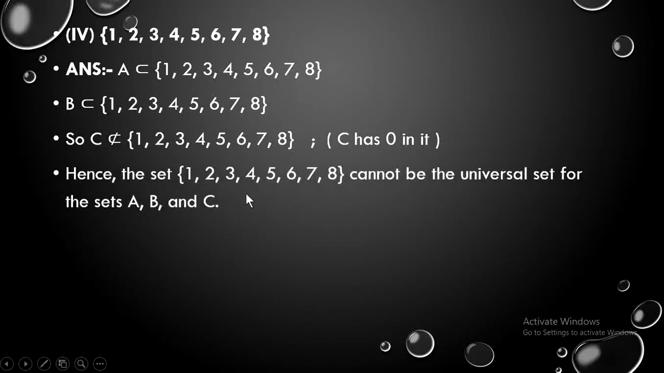So collectively we are seeing here, if any one of the sets has elements which are not present in this set, then this set cannot be called a universal set for all the given three sets. So here this also cannot be called a universal set, you can see here.